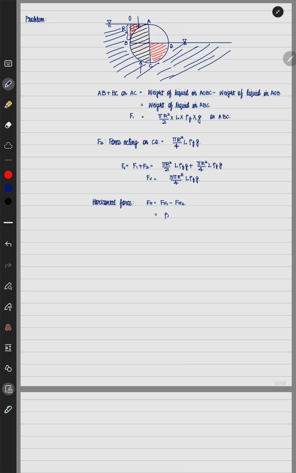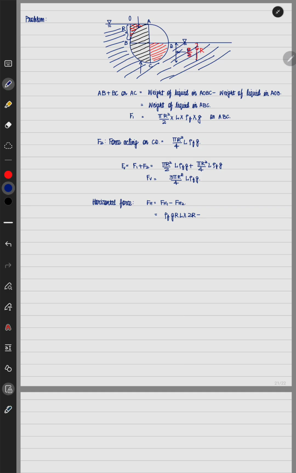That is given by rho f into G into H, where H is R. And what is the total area associated with the left surface? That is given by length into 2R, minus, for this force, the equivalent force is acting at R by 2. This total length is given by R, and the location at which the force is acting is R by 2.